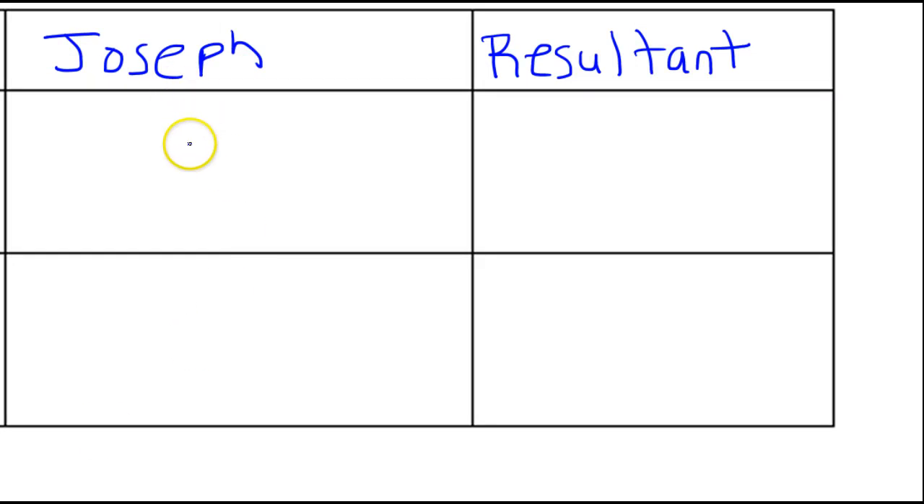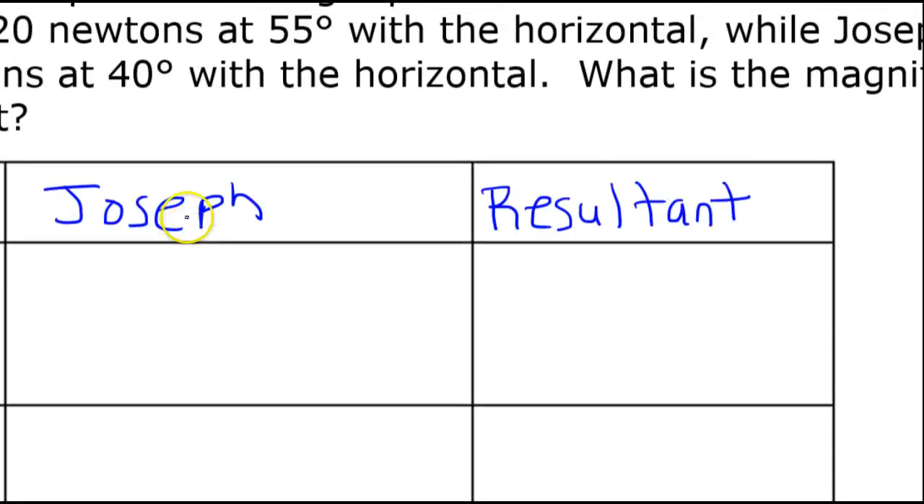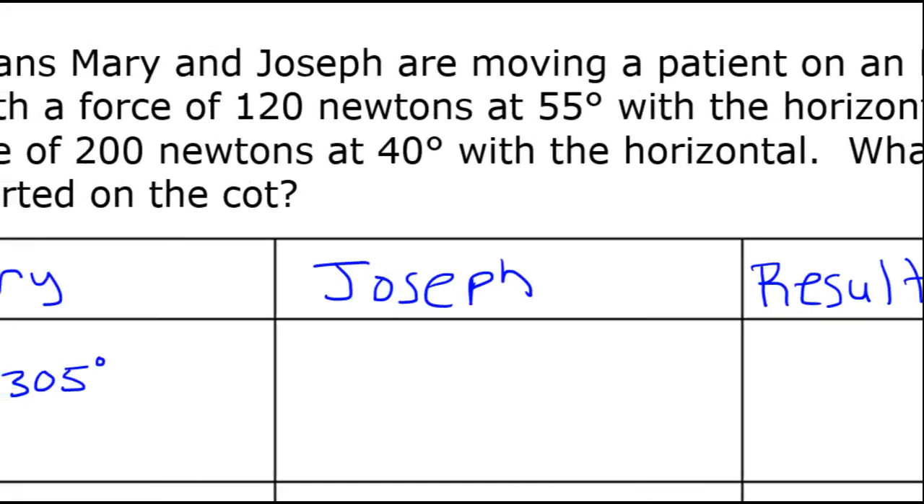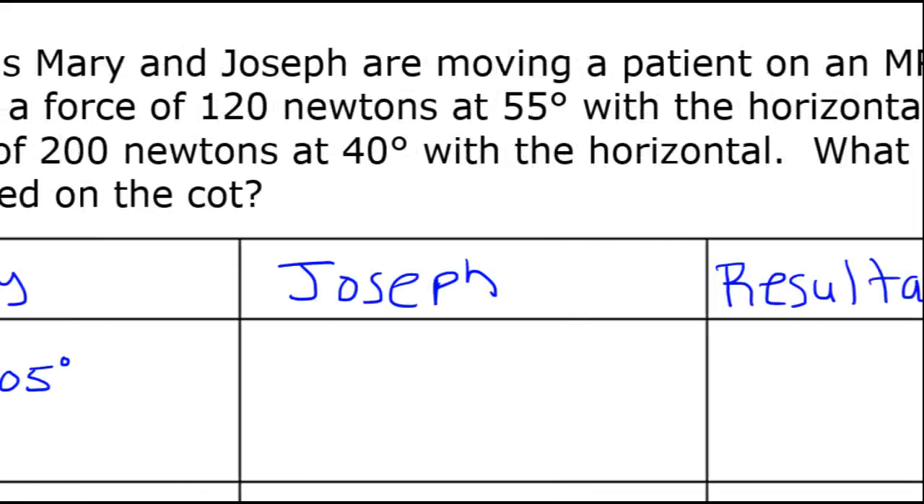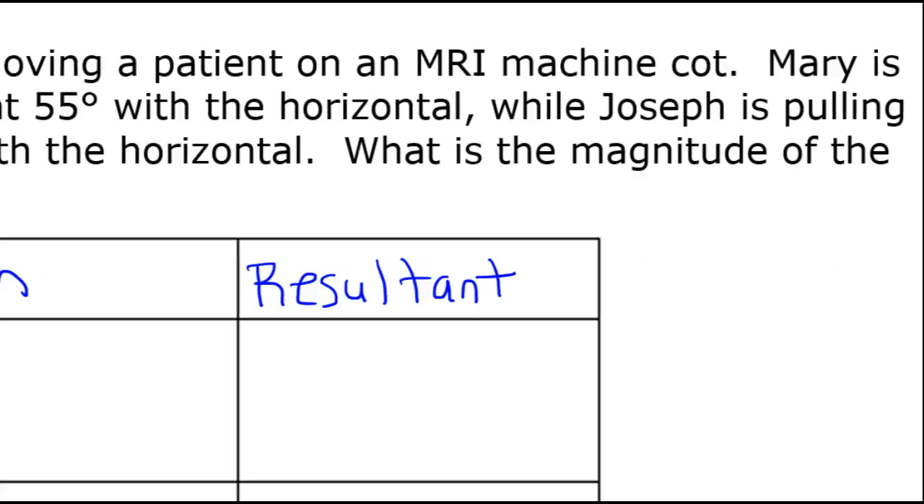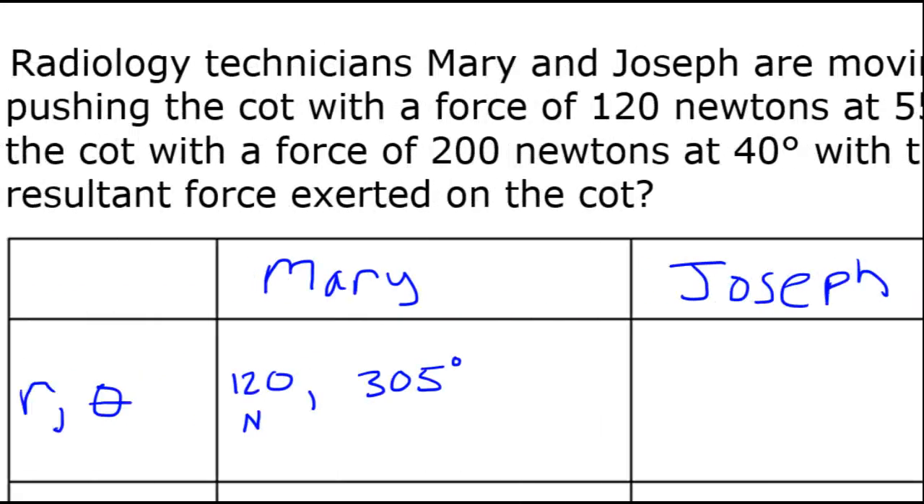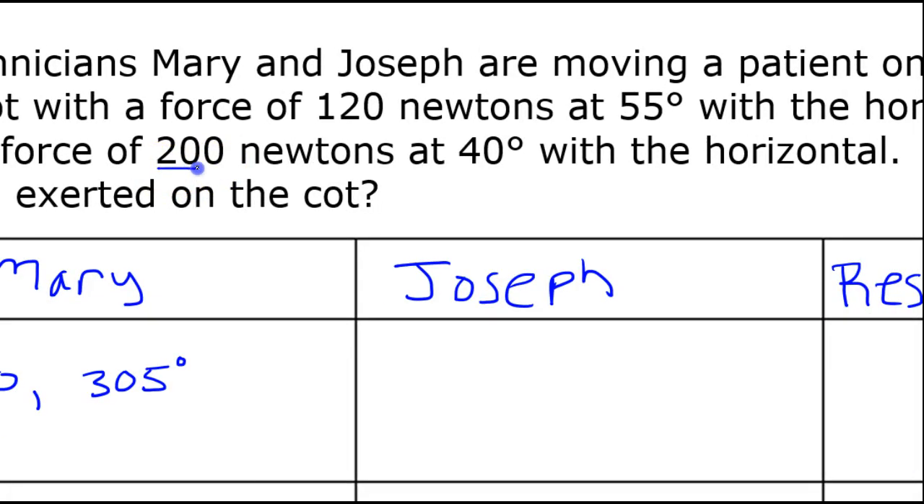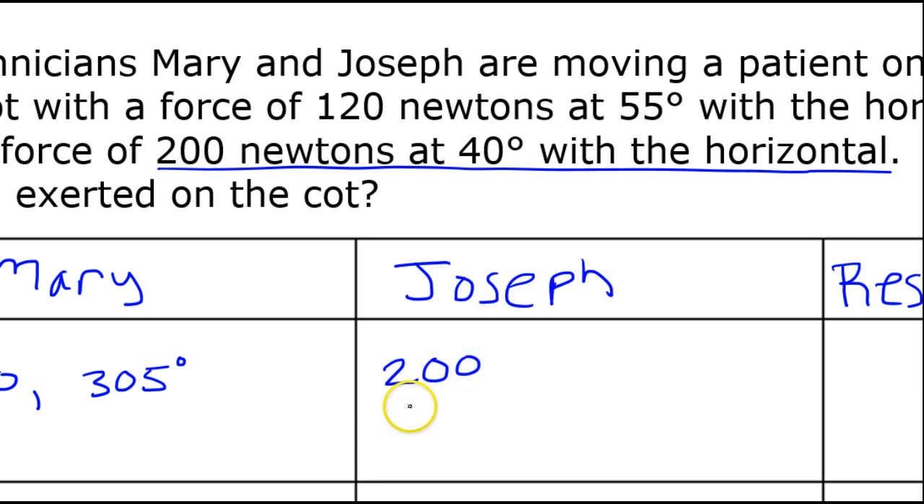All right, let's move on and talk about Joseph. We need the magnitude and direction of the force that Joseph is pushing with. So let's see, what does it say about Joseph? Joseph is pulling with a force of 200 newtons at a 40-degree angle with the horizontal. So the magnitude is just going to be the 200 newtons.